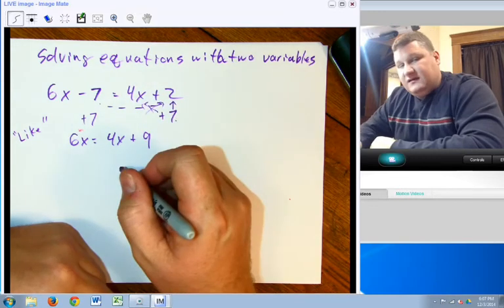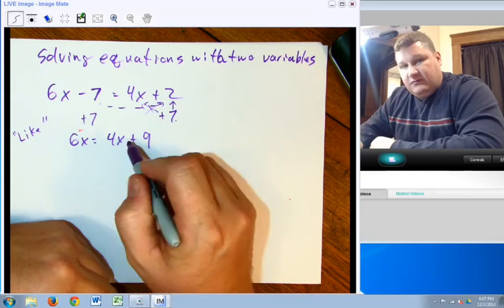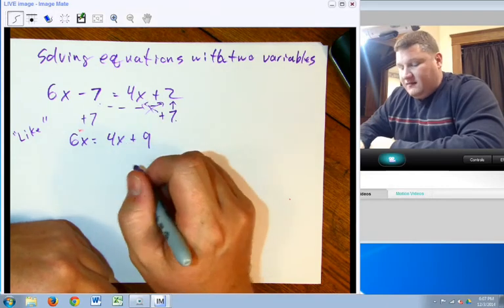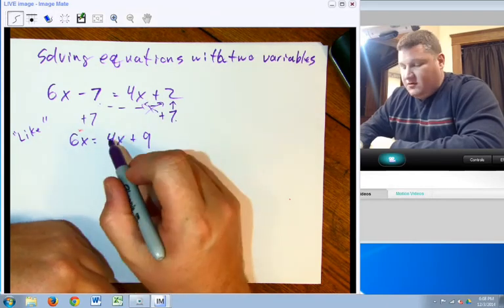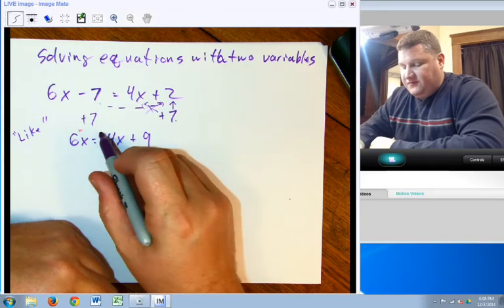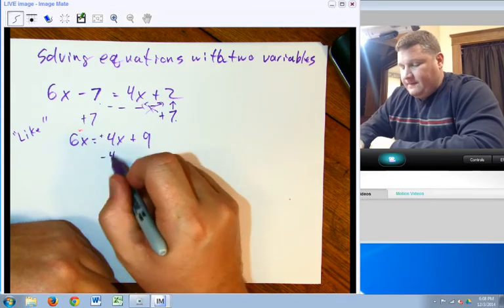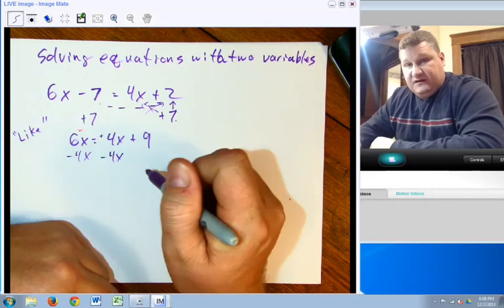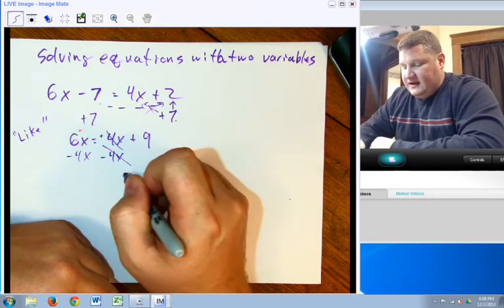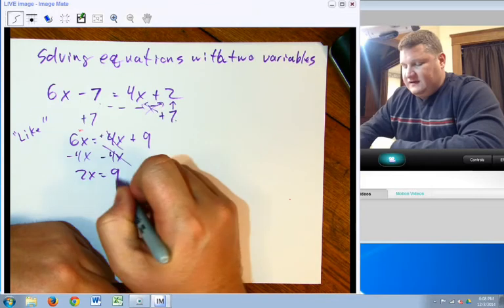Now, we're not done yet, because I still have x's on both sides. So, I'm going to go ahead and move this 4x. Since this 4x is a plus 4x, I'm going to subtract 4x from both sides. This goes away. That leaves 2x equals 9.